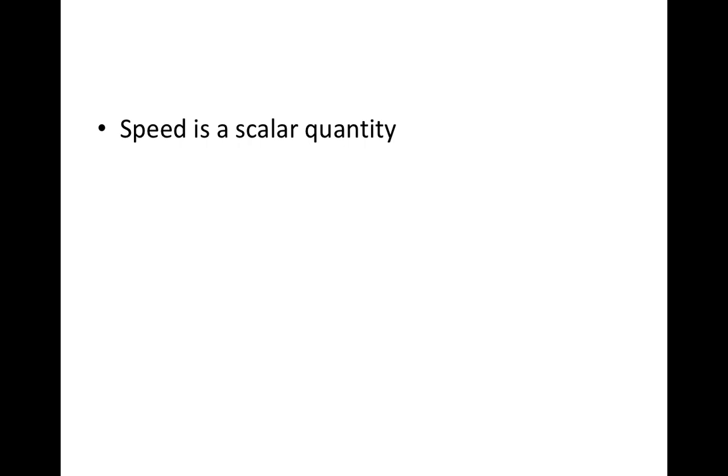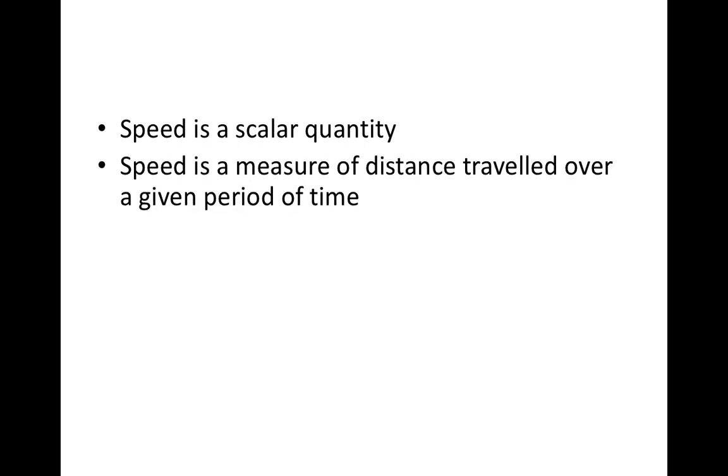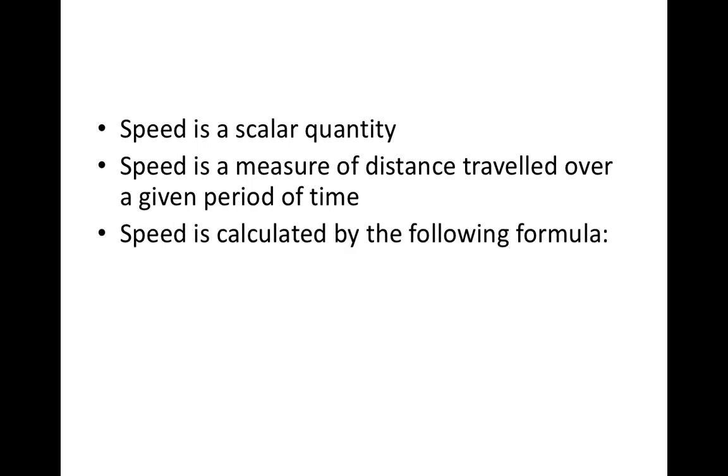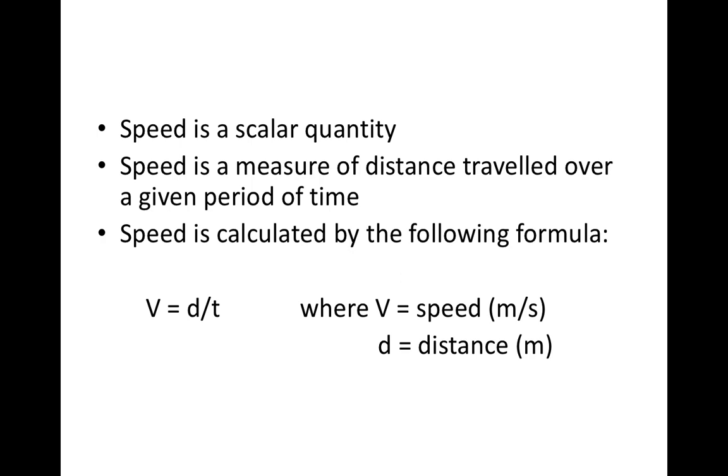Speed is a scalar quantity. Speed is a measure of distance traveled over a given period of time. Speed is calculated by the following formula. V equals d over t, where v equals speed in meters per second, d equals distance in meters, and t equals time in seconds.